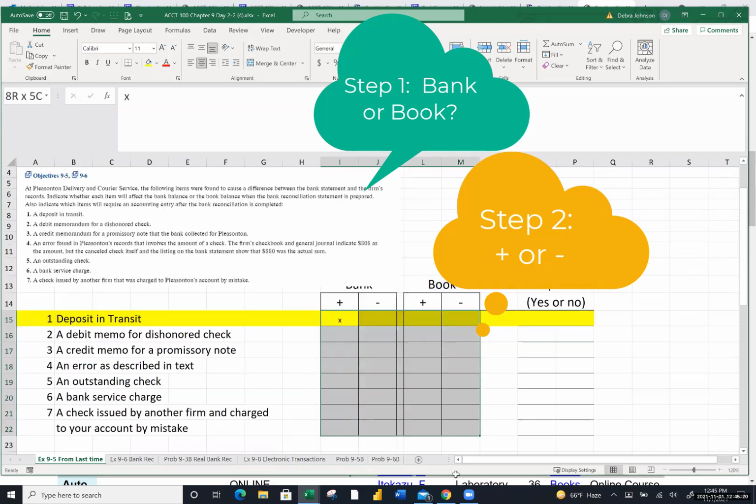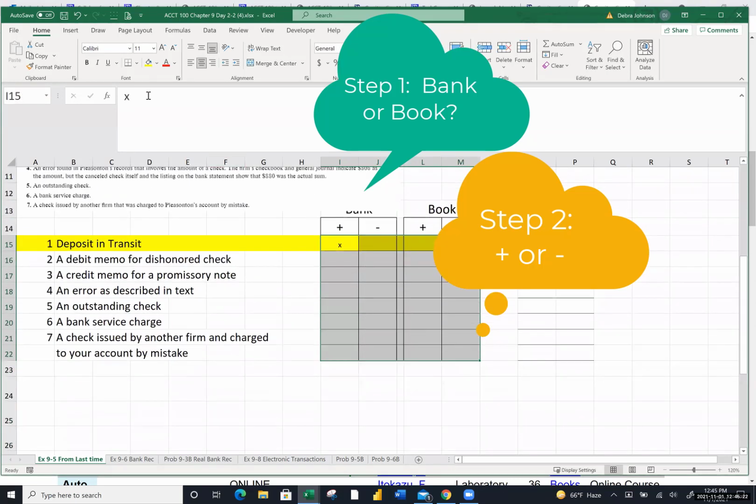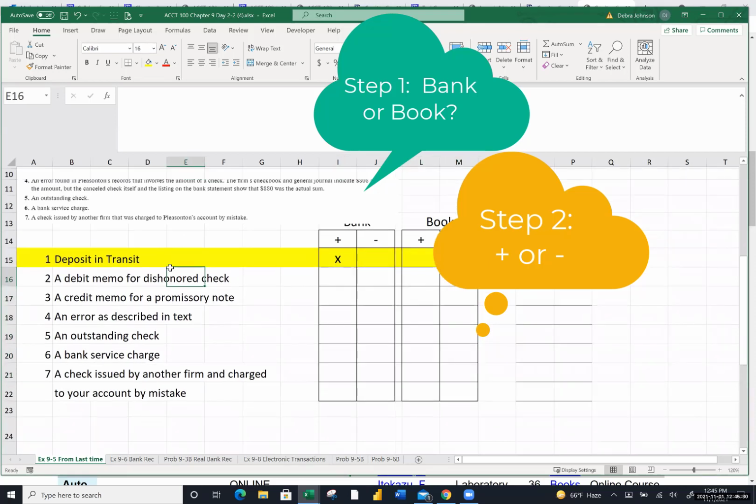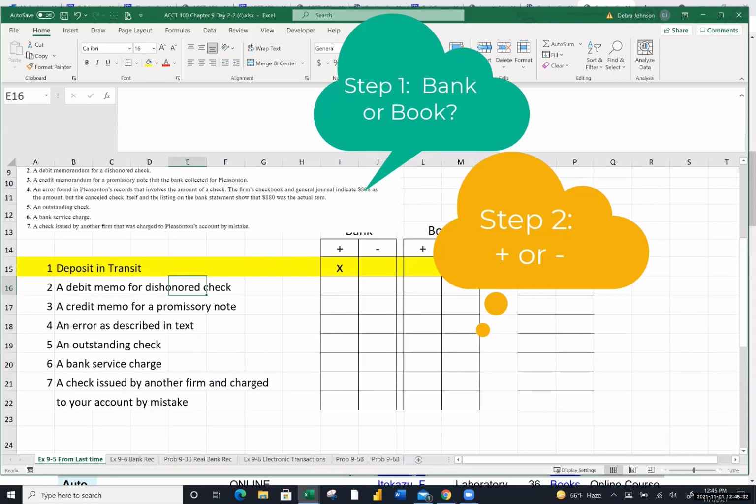Let me make the X's bigger so you can see it. Give me 1 second. Okay. And we'll go answer this JE required at the very end, because I'll give you a quick and easy way to do that. All right, second one, a debit memo for a dishonored check.